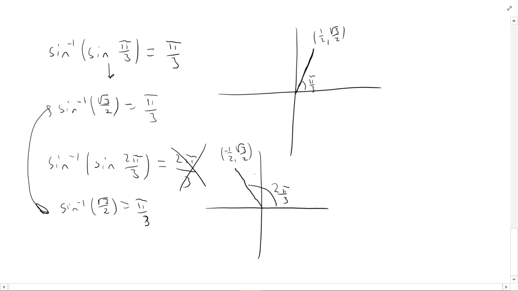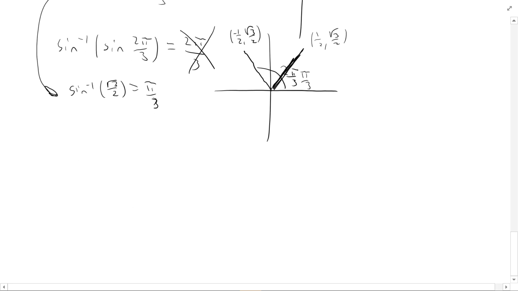Would 2 pi over 3 be on the right half of my circle? No. It's in quadrant 2. I need something in quadrant 1 or 4. So I instead look at what is the part in the right half of the circle that has the same y value. And I see, oh, it's this guy right here, pi over 3. That has the same y value. And so I end up with that as my answer.